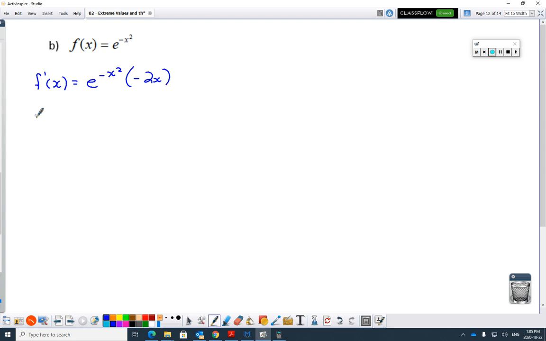So, oh yeah, other color here. For max min, set f prime equal to 0. We're just going to keep saying that over and over again. That's the whole plan for finding max mins. Set the derivative to 0. I get 0 equals e to the negative x squared times negative 2x.